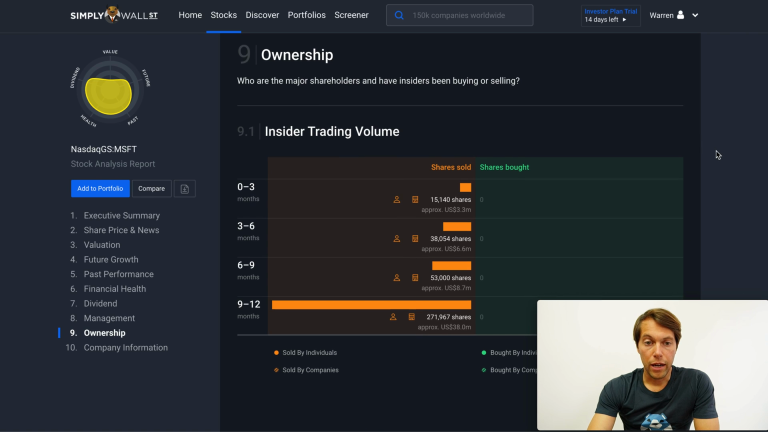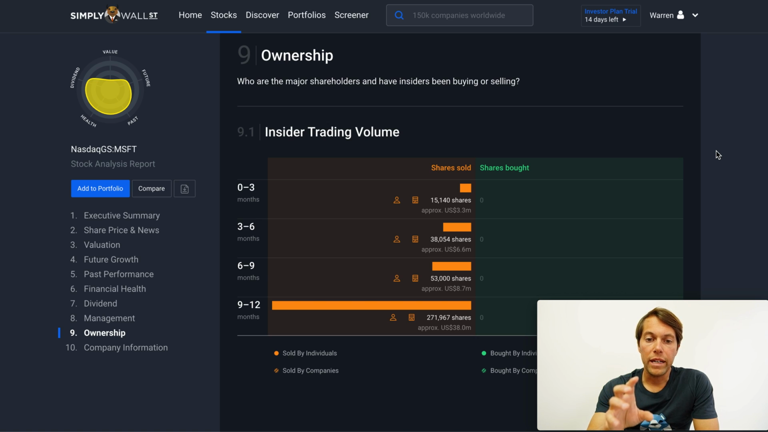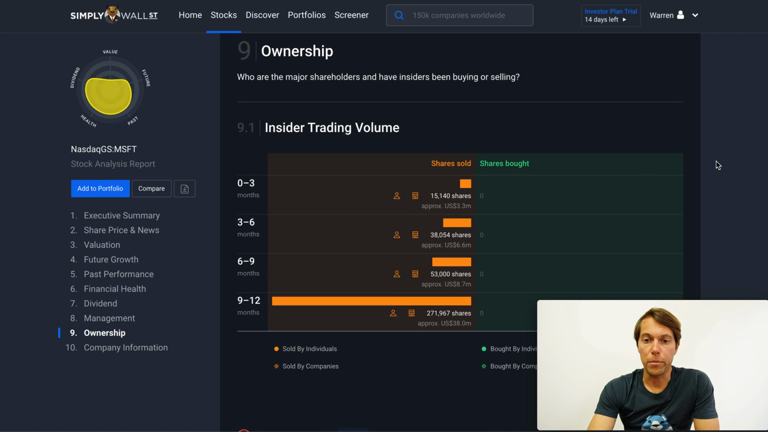So the final section that we have for analysis is ownership, and we look at two big areas here. One is insider trading. With Simply Wall Street, there's only one type of insider trading that we focus on, and that is what we call open market trades. There's lots and lots of different types of insider trading where they can do transactions that might be pre-scheduled, they might be part of their compensation package, but meaningful insider trading, what we look at is when it's an open market trade. So it's something that they've elected to do, and those are much more meaningful.